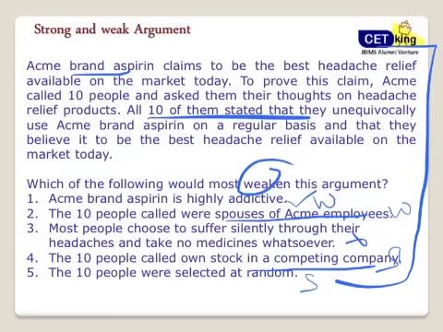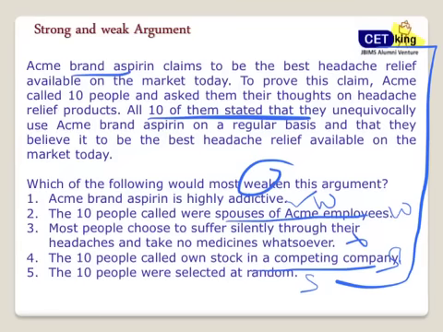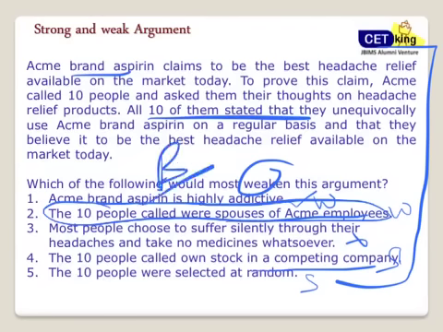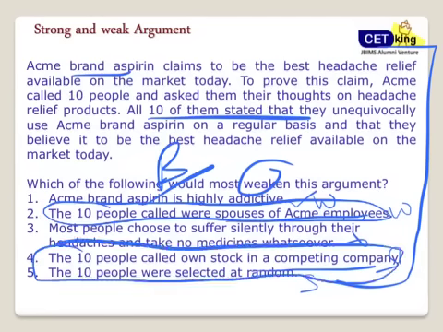Which is stronger? Obviously number 2. Obviously number 2 will be stronger. If the people called were the spouses of the employees, then obviously they will vote for them. So that will become the weakest argument. Answer is B. But if I want to find the stronger argument, which is stronger, 4 or 5? Now, if the survey is conducted randomly, that's obviously a strong argument. But if the competing people are saying it for you, then that is stronger.